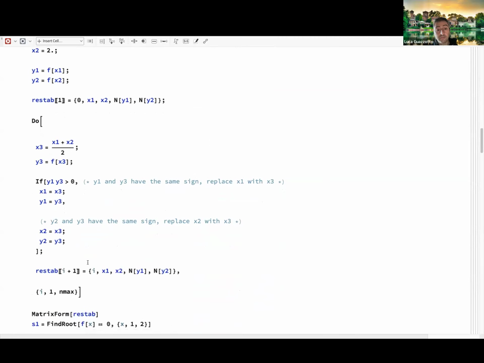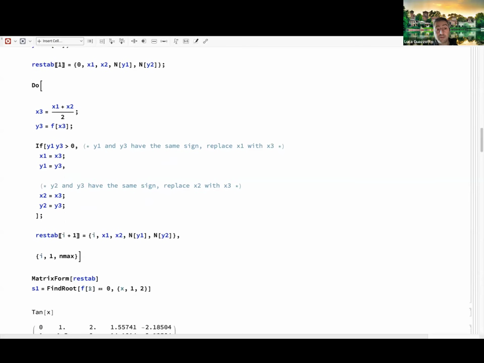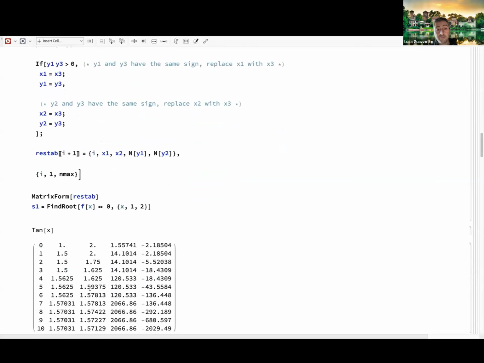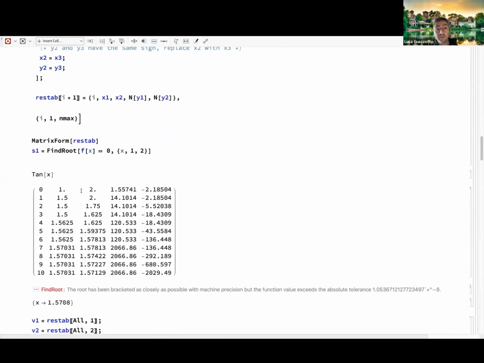And then, same instructions, find root, and so on. You may be seeing here what is happening. That is my function. Start from 1 and 2. These are my first two approximations. Then 1.5, this is my second. So 1.5 is the approximation, and 14 is the value of the function.